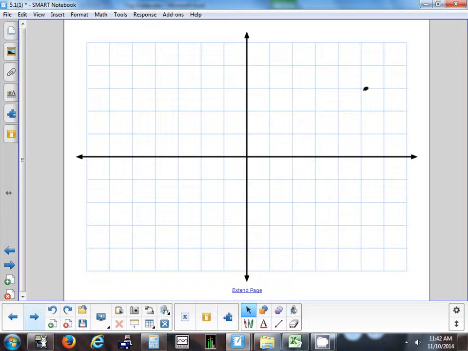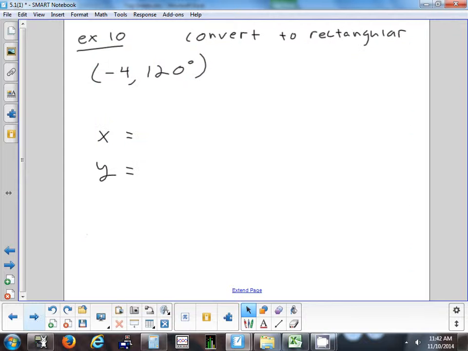All right, so I won't do that for all the points, but it's kind of a neat way to just check and see, did your conversion work? Obviously not easily doable on a test, but you can do it on something like that. Okay, so give that one a try. See if you can convert -4, 120 degrees to rectangular.